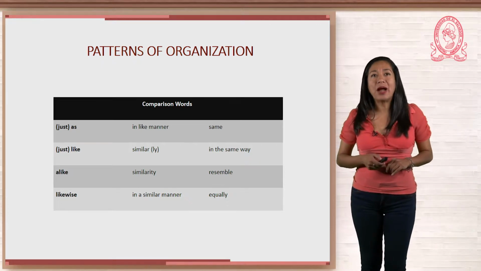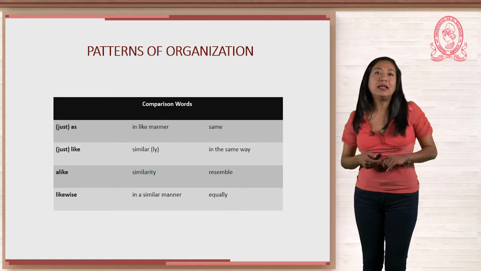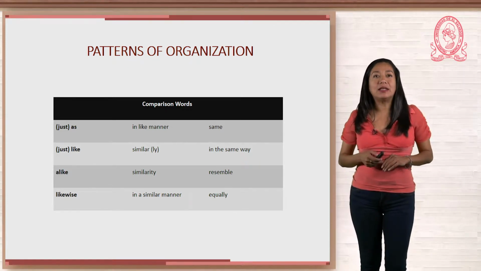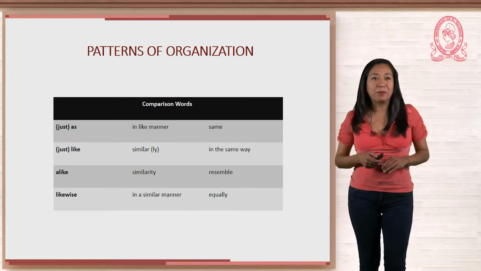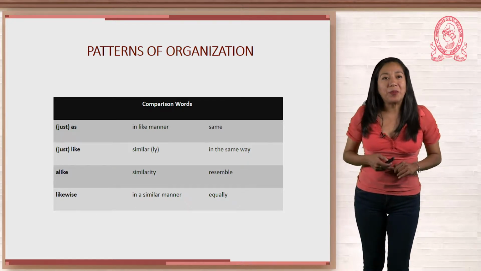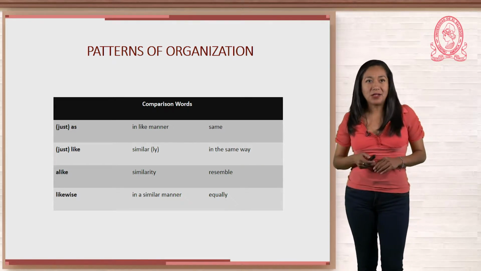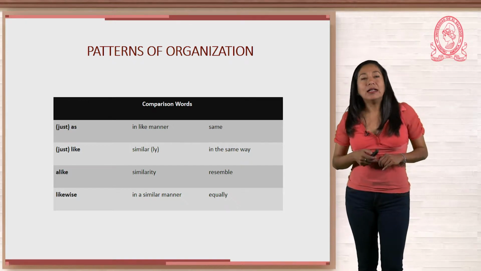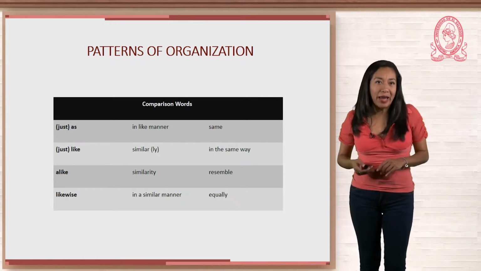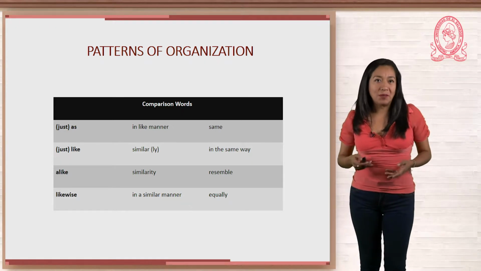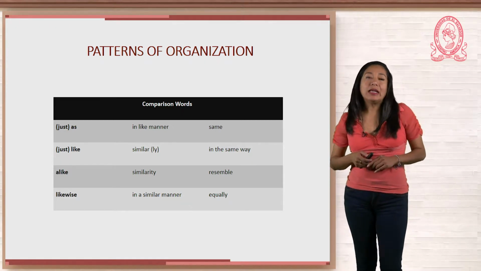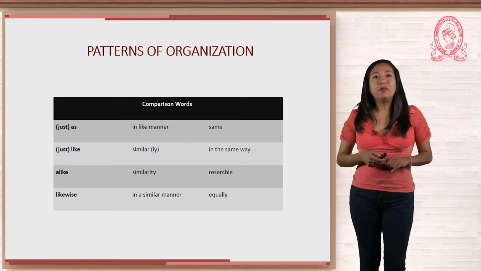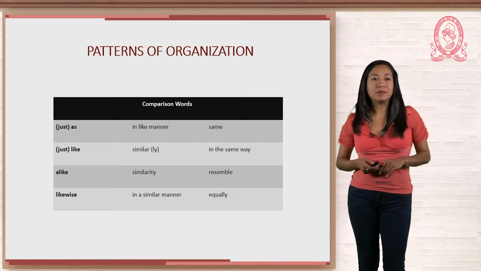Here are some common comparison words that Langan presents in his book, 10 Steps to Building College Reading Skills. Let's take a look at this list of comparison words. Let's read them. These comparison words could be just or just as, just or just like, alike, likewise, in like manner, similar or similarly, similarity, in a similar manner, same, in the same way, resemble, and equally.